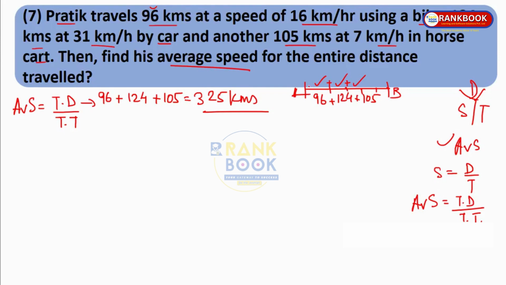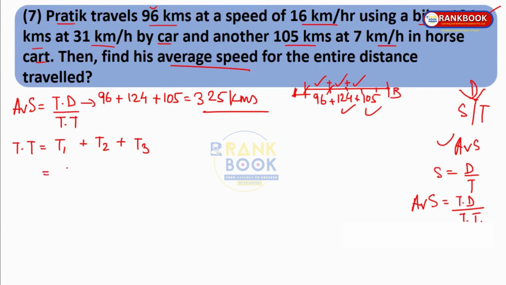Find out how much time is taken to travel this 96 kilometers, then how much time is taken to travel this 124 kilometers, then how much time is taken to travel this 105 kilometers. How to do that? Let us see. Total time is nothing but the time taken for the journey by bike, T1, journey by car, T2, and journey by horse cart, T3, because there are 3 types of journeys. So we have to add the individual times.